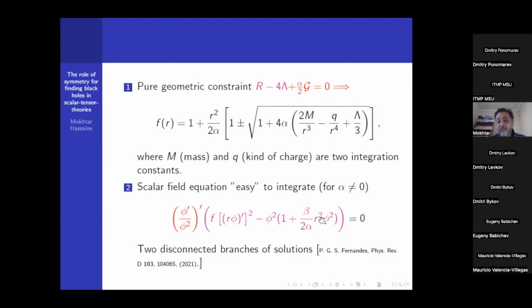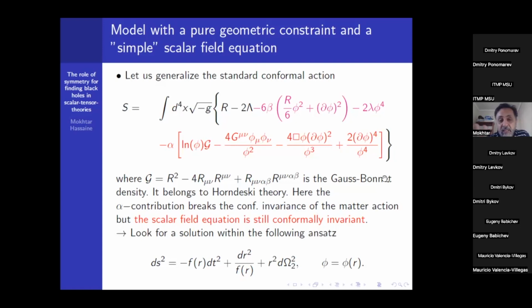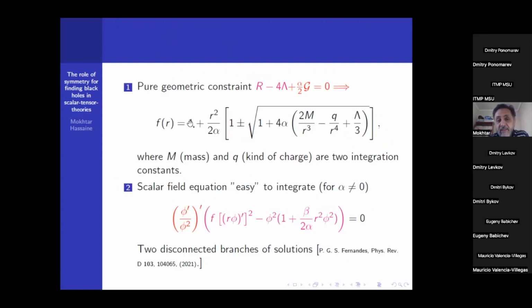So you can see that this model, after I will explain how to construct this model, yields a very simple expression for the metric function as well as for the scalar field. We have two branches of solution: either this is 0 or this is 0. And this was done by Fernandez very recently, who has considered this model.